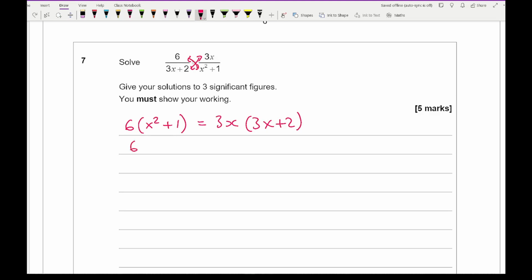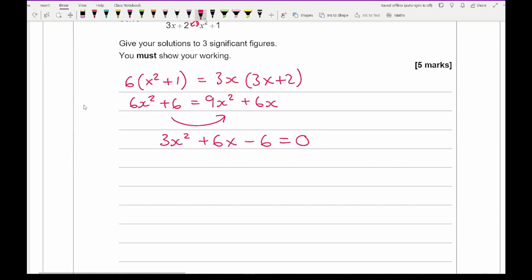Then expanding the brackets, I get 6x squared plus 6 equals 9x squared plus 6x. If I take all of this over to the side to make it equal to 0, I end up with 3x squared plus 6x minus 6 equals 0. I can then at this stage divide everything by 3, so I'm dealing with smaller numbers. And then from this, I can go on to use the quadratic formula. So a equals 1, b equals 2, and c equals minus 2.